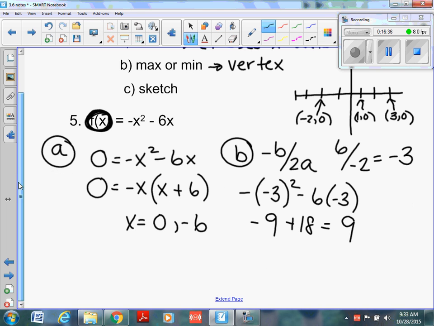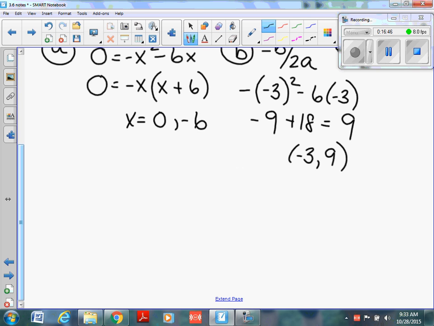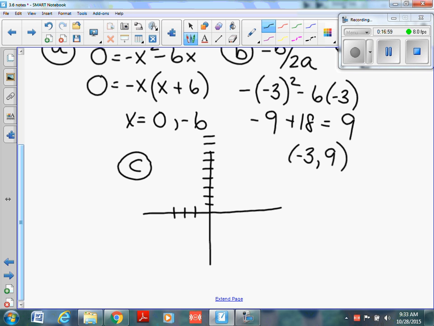So, what's my vertex? Negative 3, positive 9. And then C, they want you to put it all together and graph it. You're going to go negative 3, positive 9. 1, 2, 3. 1, 2, 3, 4, 5, 6, 7, 8, 9. About right there. I'm going to get rid of my C because it's going to be in my way.